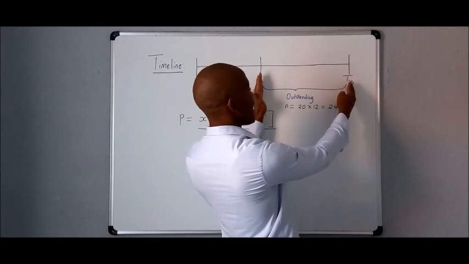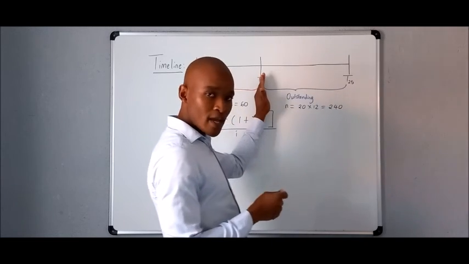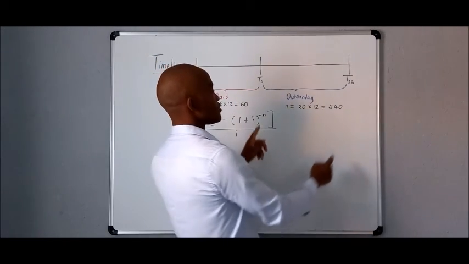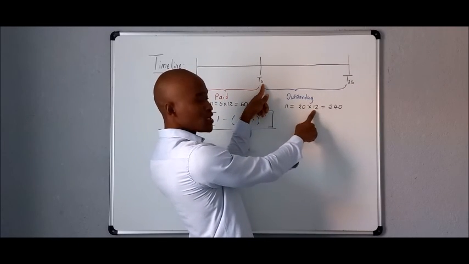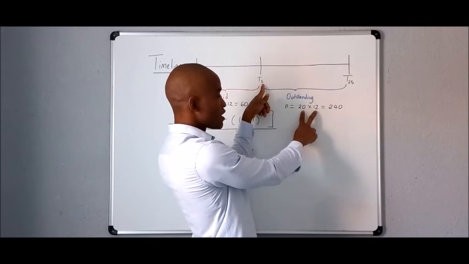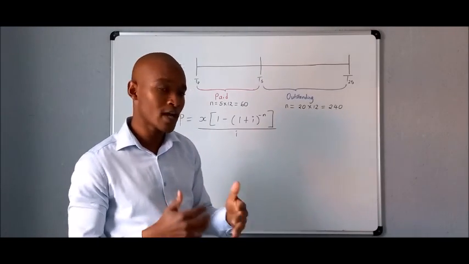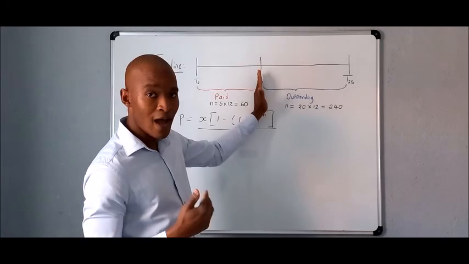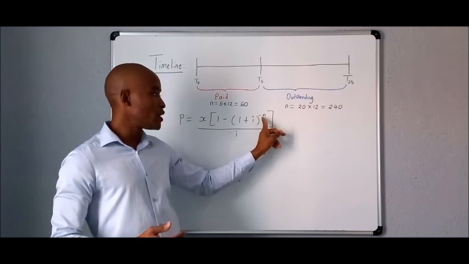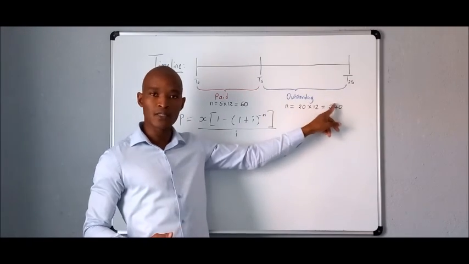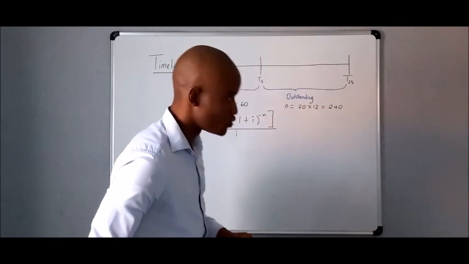We are now interested in the outstanding number of payments that need to be made to settle the loan. This outstanding period is 20 years, and having monthly payments means a total of 240 payments that are outstanding at T5, or year 5. That becomes a very important number because we're going to use it as our number of payments in our present value formula. Very important to note that.